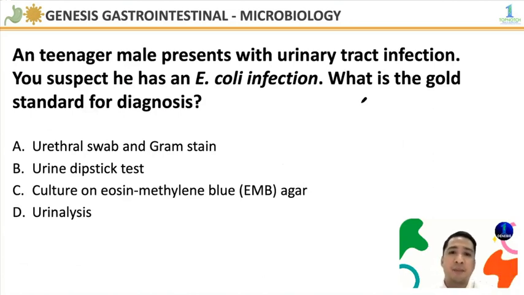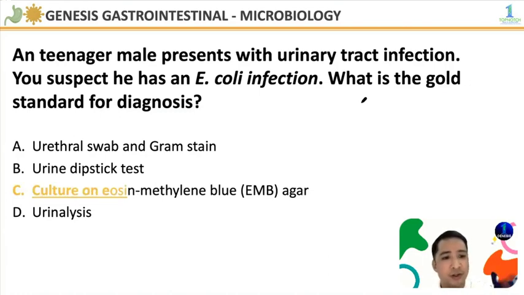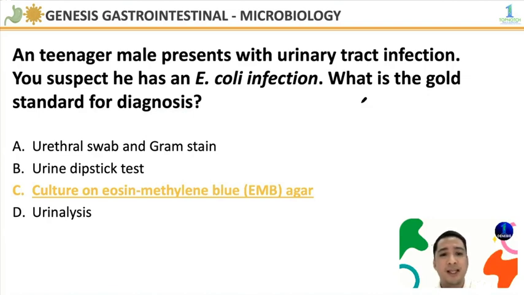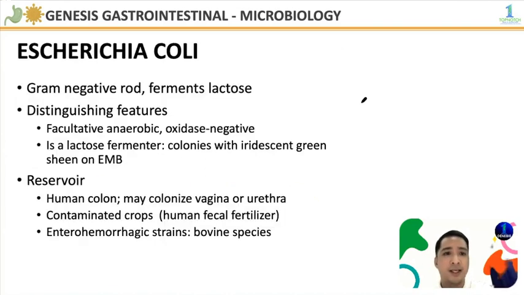A teenager male presents with urinary tract infection and you suspect E. coli infection. What is the gold standard? So the gold standard for most of the pathogen is to get the culture. So in particular, in this case, is culture on the EMB agar for E. coli. E. coli is a gram-negative rod. It ferments lactose. It is a facultative anaerobic, oxidase negative. It is a lactose fermenter and colonies with iridescent green sheen on the EMB.